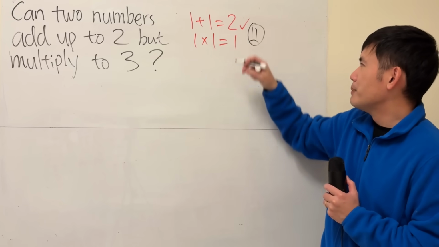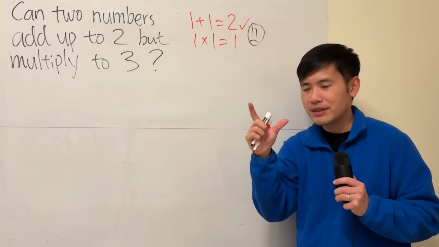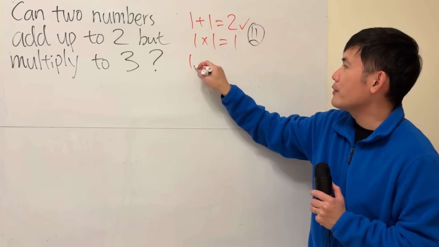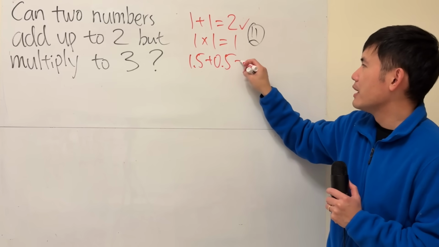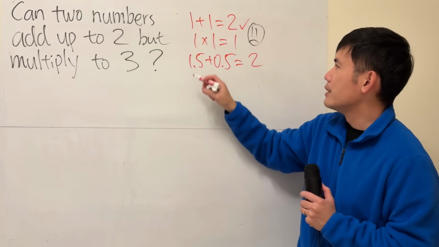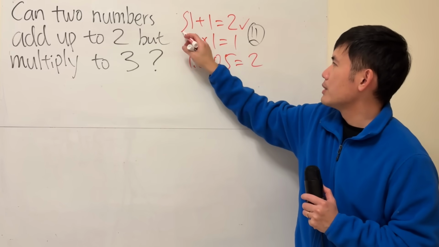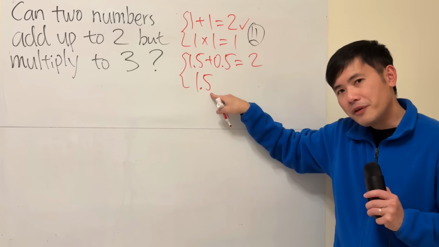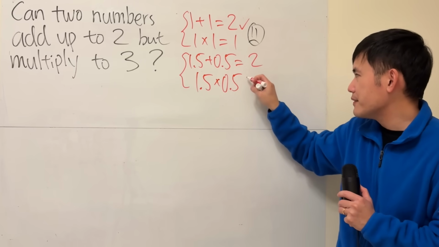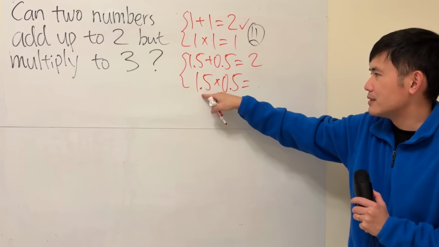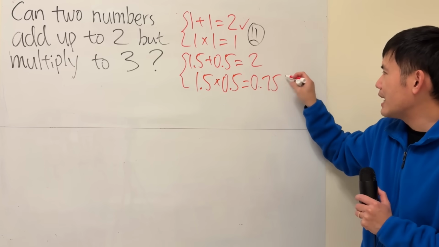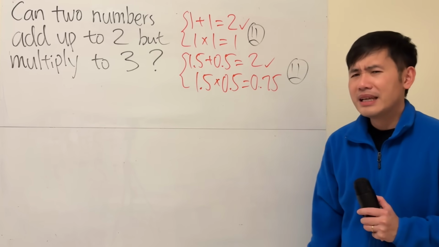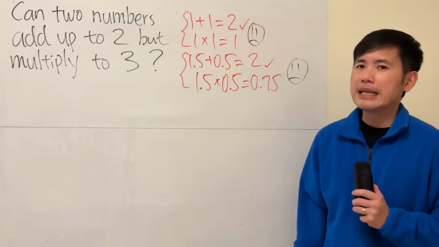So, no. But of course, this is not the only way to add up two numbers to get 2. We can also have, let's say, 1.5 plus 0.5. That is definitely equal to 2 as well. All right, the other thing we have to do is multiply them. 1.5 times 0.5 is just half of 1.5, which is 0.75. Well, this is 2, but this is not 3. So once again, no.